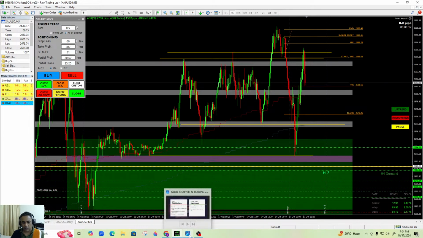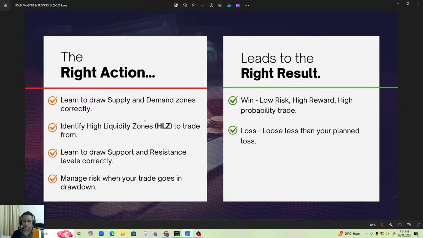Let me just put up this slide. I haven't done this in a few days. This is the purpose of these streams. Not to show you my gains, not to show you if I can double an account very quickly or not. That's not the purpose. It's to teach you how to draw supply and demand zones correctly. It's to teach you how to identify high liquidity zones to trade from. It's to teach you how to draw support resistance levels correctly, right? That's the key word, correctly. Not in any way, but there's a certain way to draw it, and that's very important.